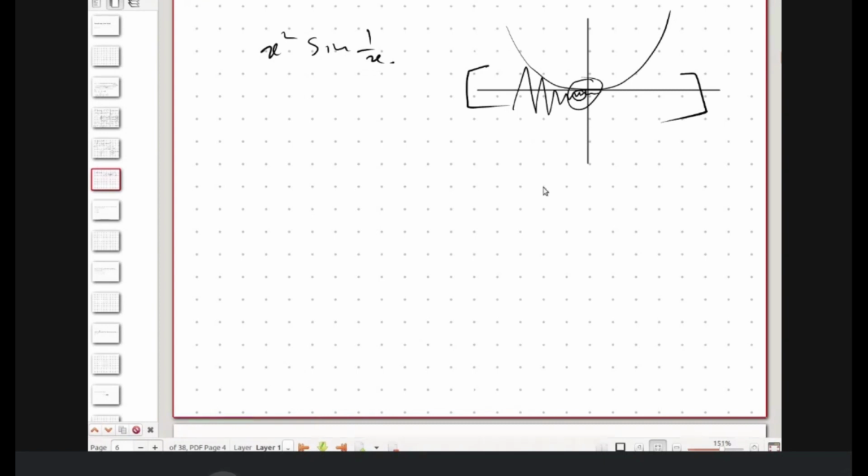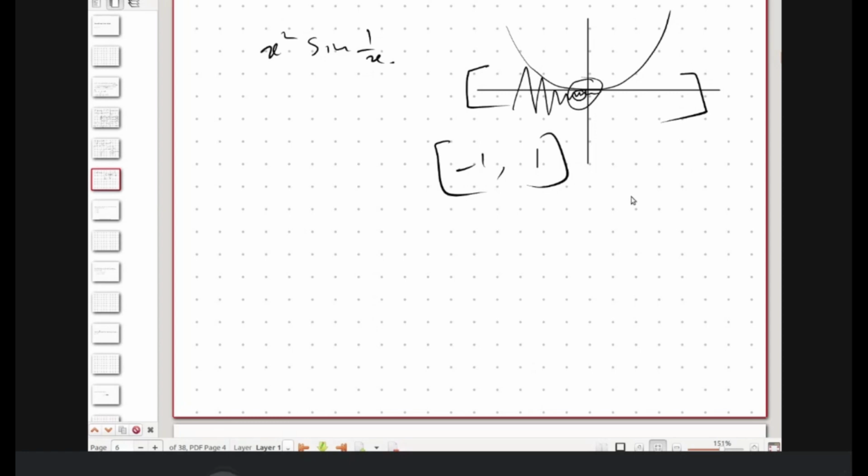Sir, x square sine 1 by x is uniformly continuous on whole R? No, no, no. I said -1, 1, a closed bounded interval. Because x square actually makes the uniform continuity go haywire when it goes to infinity. So it won't be uniformly continuous everywhere. As it goes to infinity, it becomes not uniformly continuous.